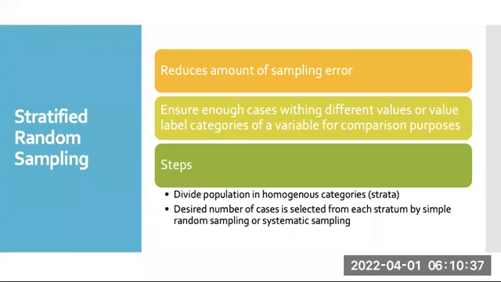The advantage of using this type of sampling is that it can provide greater precision than a simple random sample of the same size. And because it provides greater precision, it often requires a smaller sample, which can save money.